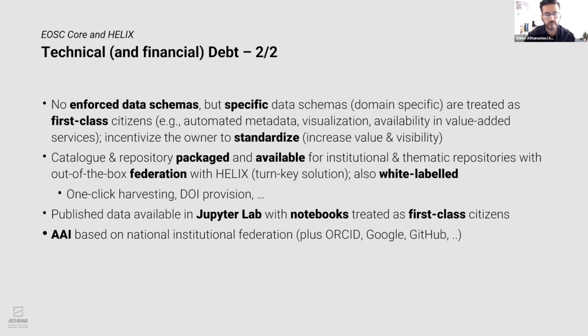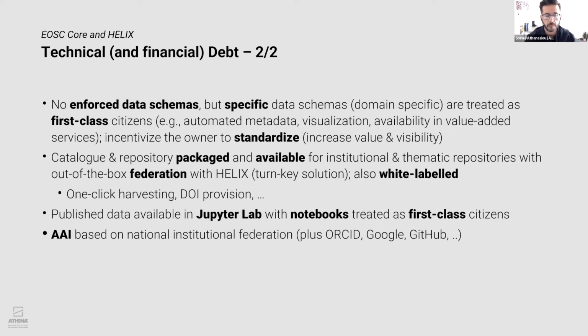Moving on, we do not enforce specific data schemas, right? We do not ask the data to follow a specific schema, but we do acknowledge and provide for specific data schemas, for example, from the geospatial sector and the INSPIRE Directive or some other, we treat them as first-class citizens. So we can provide for them automated metadata, that is data profiling essentially, visualization, or availability in specific value-added services. So this acts as an incentive to the owner to standardize the data schema because it increases the value and the visibility.